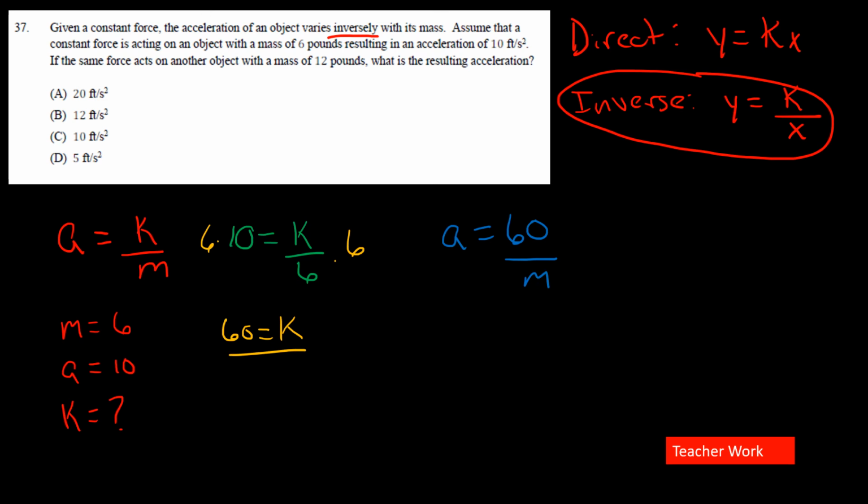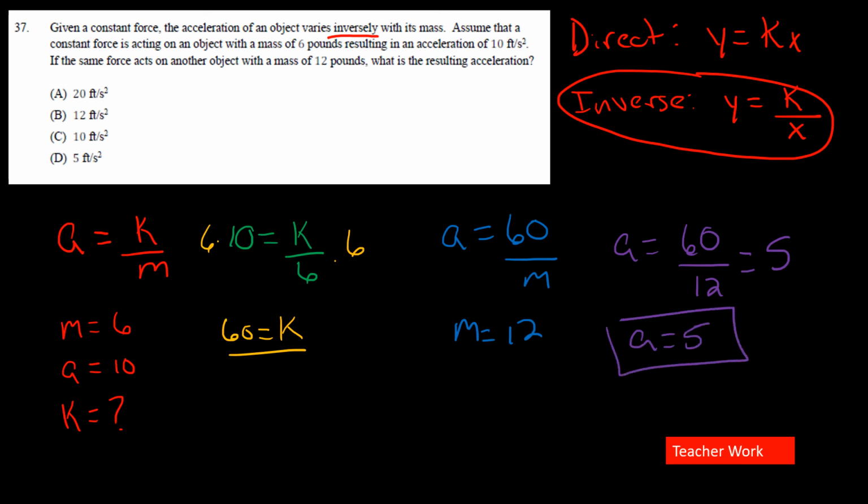And we know that the mass now is 12. So when we plug all this in, we get that A equals 60 over 12, which equals 5. A equals 5. So our answer here would be D. Okay, and this makes sense.